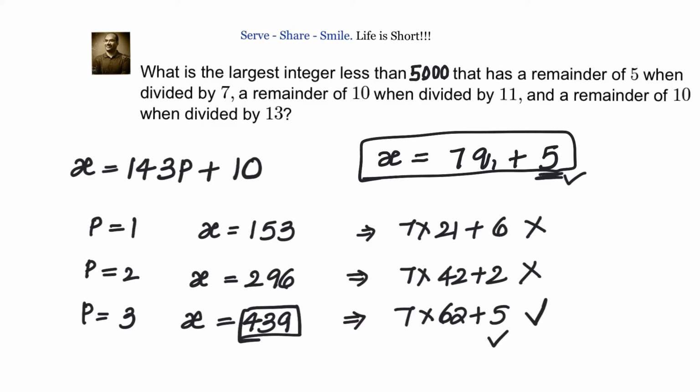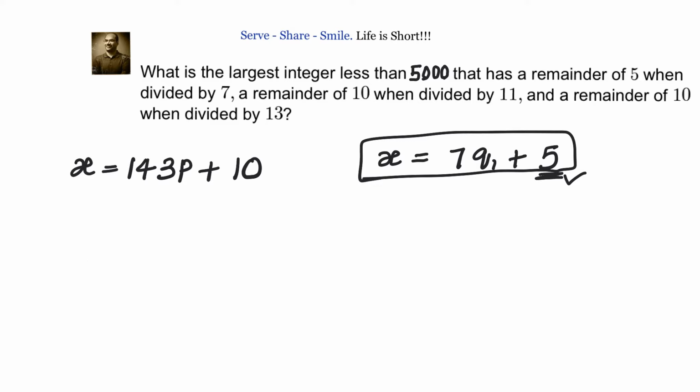That means we have to find numbers like 439 which satisfy all three conditions. So can we write x equals 143 times 3 plus 10 plus some value m? Now what should be this value of m in such a way that all three conditions are satisfied? When we divide 439 by 7, we get a remainder of 5. Whatever number I add should not leave any remainder when divided by 7.